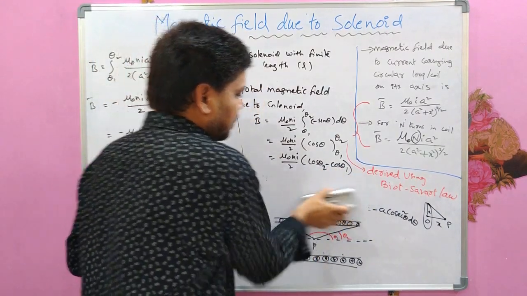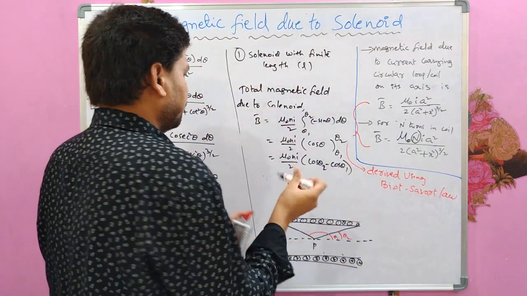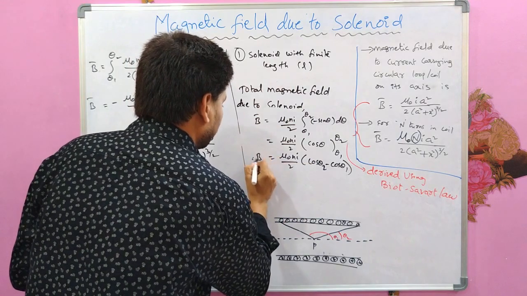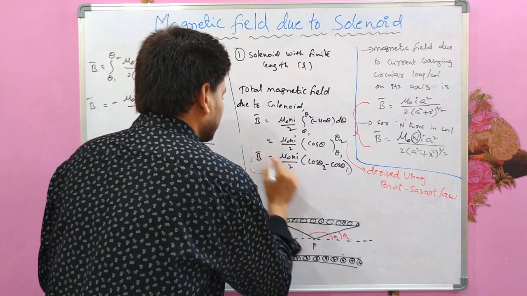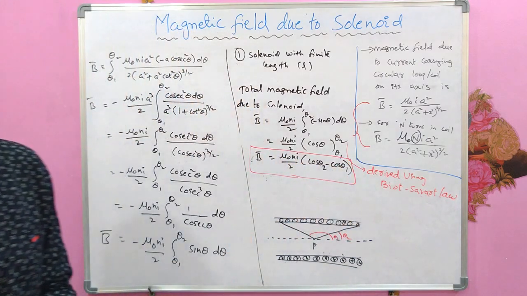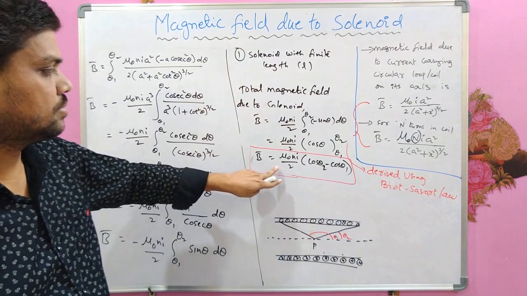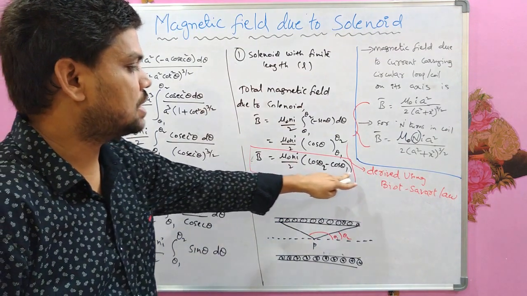This is the final formula of the magnetic field produced by the total solenoid on the axis: mu naught N i by 2 (cos theta 2 minus cos theta 1).